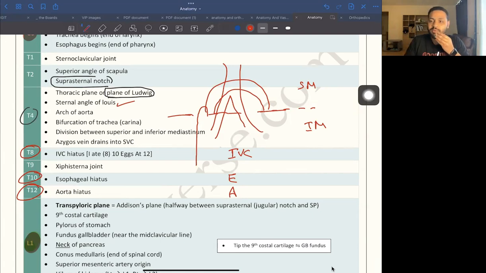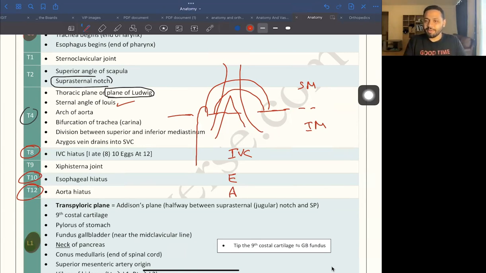And the way I always remember this is, you have basically an esophagus between an artery and a vein. So obviously the esophagus will be at T10, all right? So it's an esophagus between an artery and a vein. So which structure is more important? Is it the artery or the vein?